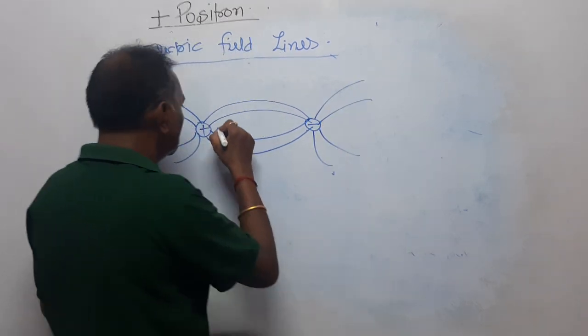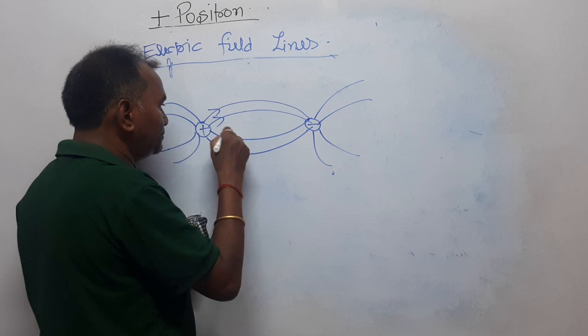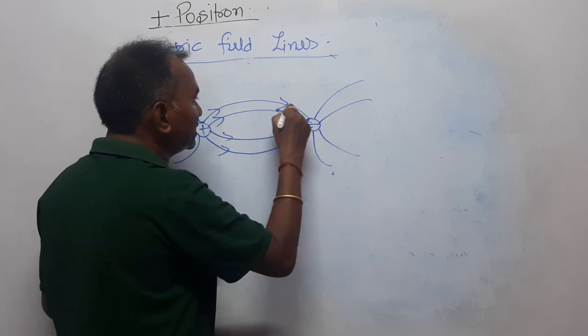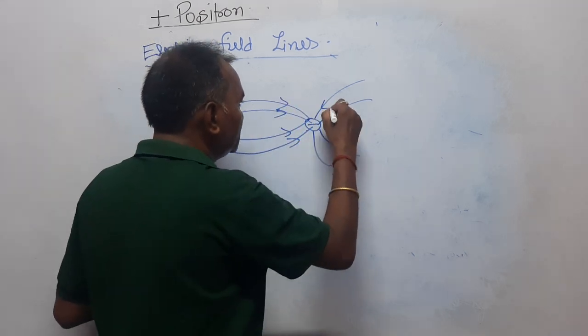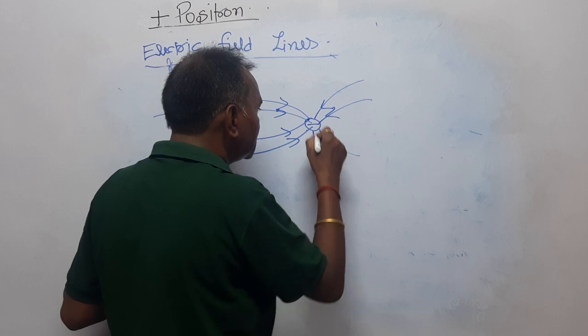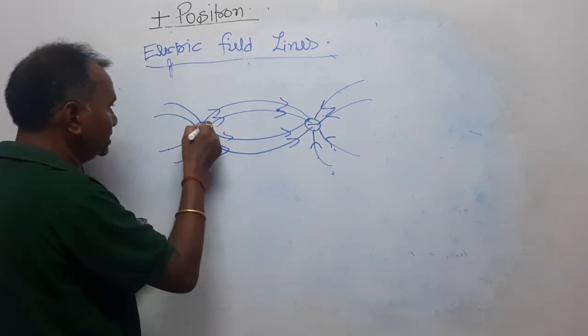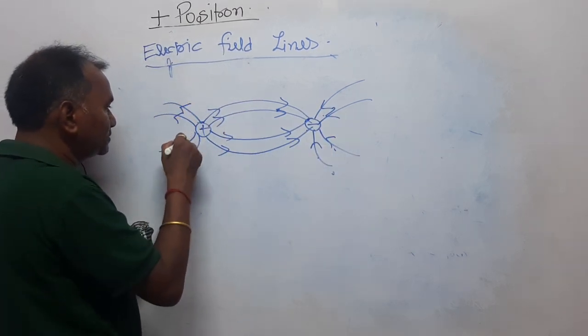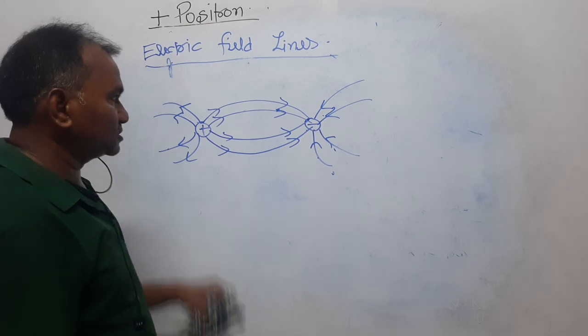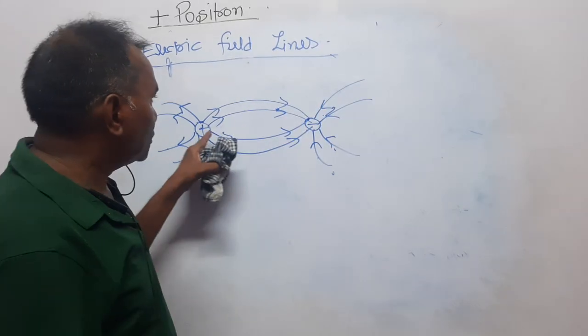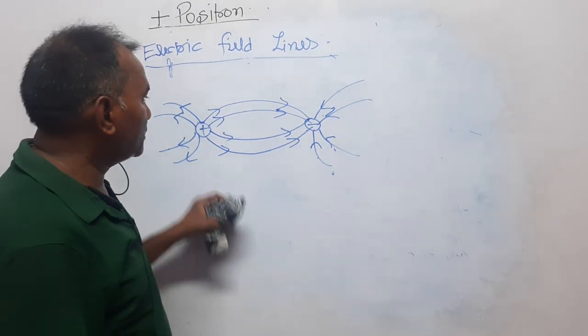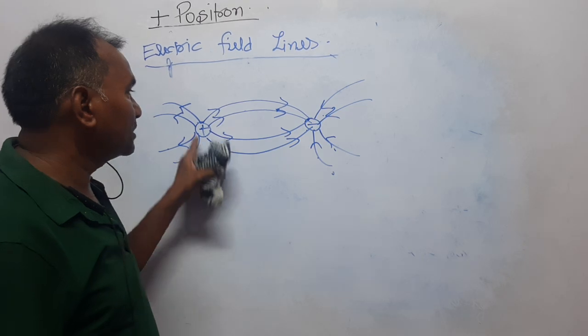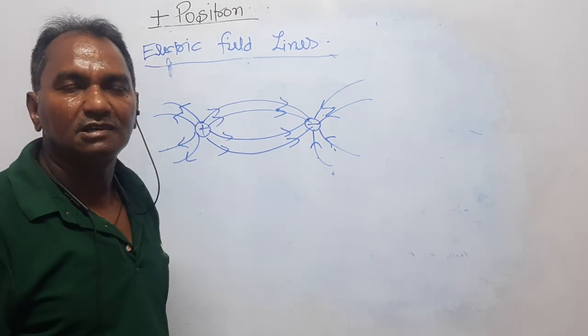Now dear students, from a positive charge field lines begin and end at the negative charge. So here these field lines are coming to the negative charge, and here they are just beginning, going out from the positive charge. This is due to positive and negative charge. If a pair of positive and negative charges is kept, then the field lines will be in this way.